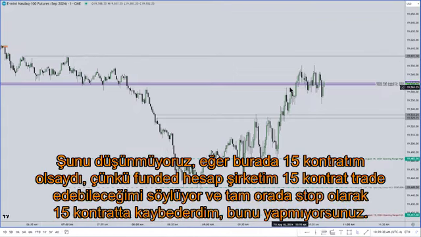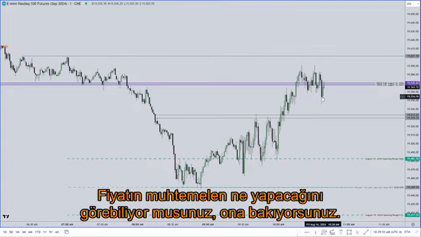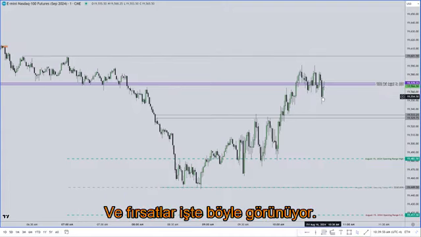We're not thinking about, well, if I would have had 15 contracts on here because my funded account company says I can trade with 15 contracts, and I would have lost on 15 contracts being stopped out right there. That's not what you're doing. You're looking at, can you see what price is likely to do? And these are what the opportunities look like.